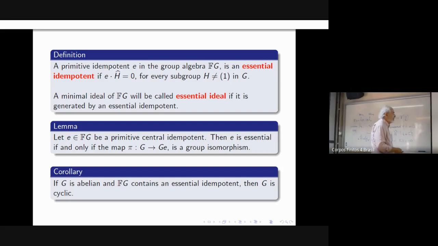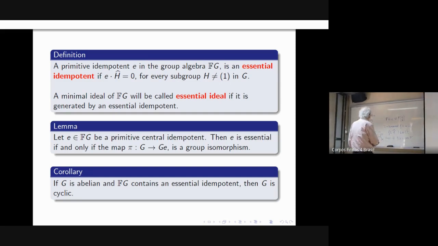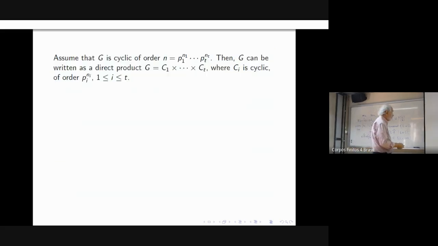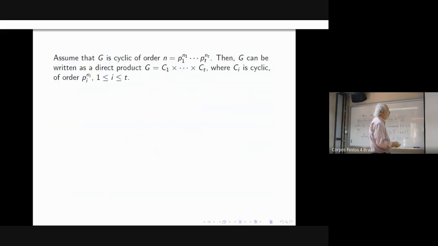If you're working with an abelian group, for E to be essential, this has to be an isomorphism. But this is a group inside a simple component. If everything is abelian, the component is a field. So the group is cyclic. So this means that for an abelian group, essential idempotents exist only in the cyclic case. Well, this is not so interesting.